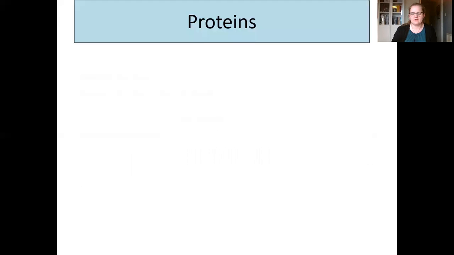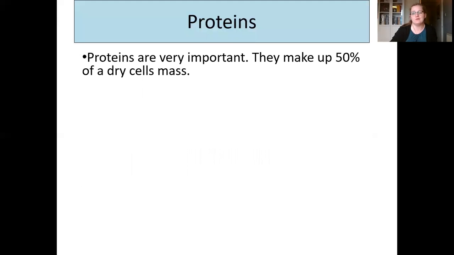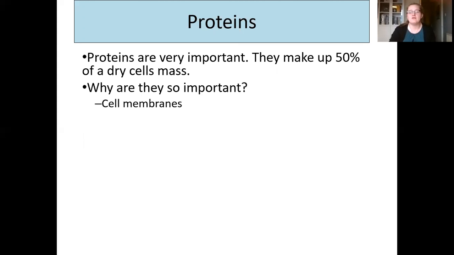So proteins are really, really important. They make up 50% of a dry cell's mass. If you dried out a cell, got rid of all the water inside of it, 50% of what was left would be proteins. They're really important because they make up the vast majority of the important parts of our body. Our cell membrane is made up of proteins. Obviously, the cell membrane is made up of lipids and proteins, but they're in there with the cell membrane. The haemoglobin in red blood cells is protein.